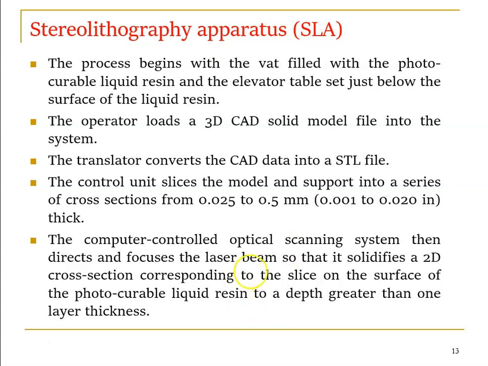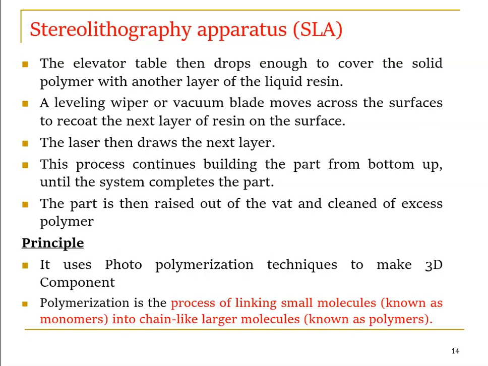The computer controlled optical scanning system then directs the laser beam so that it solidifies a 2D cross section corresponding to the slice on the surface of the photocurable liquid resin, to a depth greater than one layer thickness. The laser nozzle is passed based on our 3D model. Right, the elevator table then drops enough to cover the solid polymer with another layer of liquid resin. So the table moves downward, the liquid is filled again, and the laser forms the next layer. This is a continuous process up to our final product. We need to wait, right?